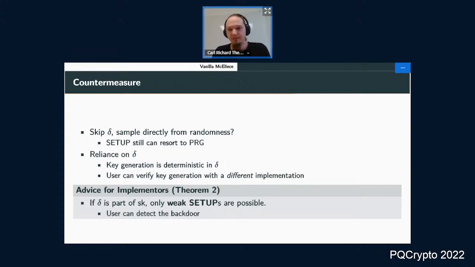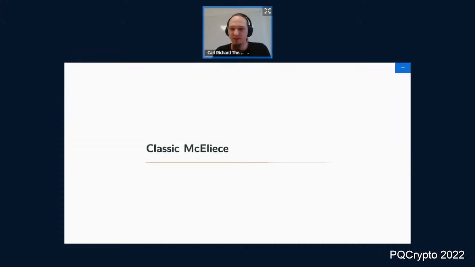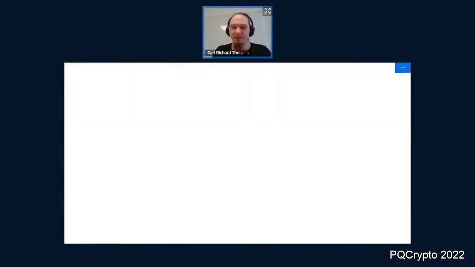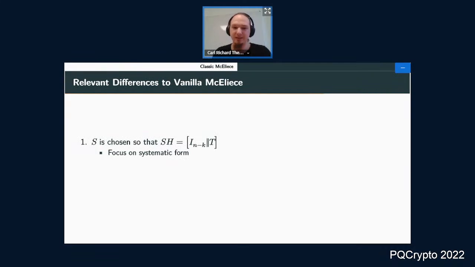So now we've seen a fairly simple instance of McEliece. We now want to discuss how this translates to the Classic McEliece NIST PQC submission. I won't cover the whole submission here, but only the relevant differences. The first one is that the matrix S is chosen in a deterministic fashion, so that S times H starts with the identity matrix, so that we only need to transmit the second half of the matrix.